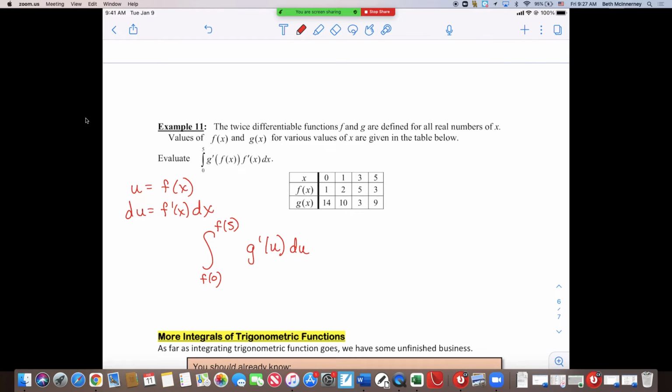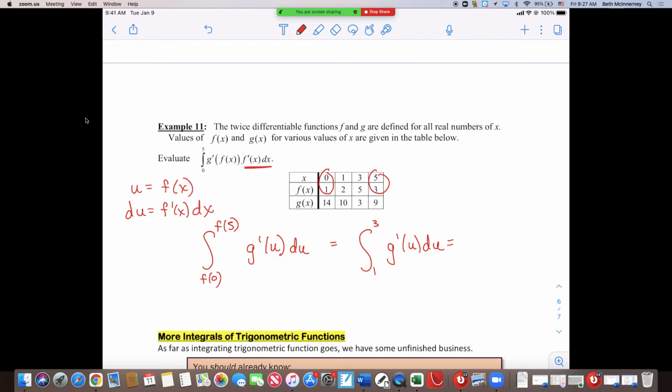So they're trying, and this is not the only way to think of it, but I could let u be the inside function, then du is this f prime of x dx, but my limits of integration would change. And so if you look at my table, f of 0 is 1, f of 5 is 3.